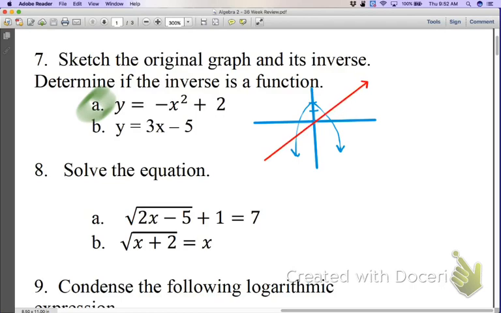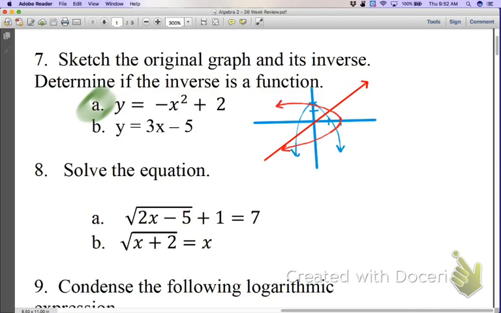Okay, so your x and your y values change. So instead of it being at 2, 0 or 0, 2, it's going to be at 2, 0. So it's going to look something like that, going in the negative direction.